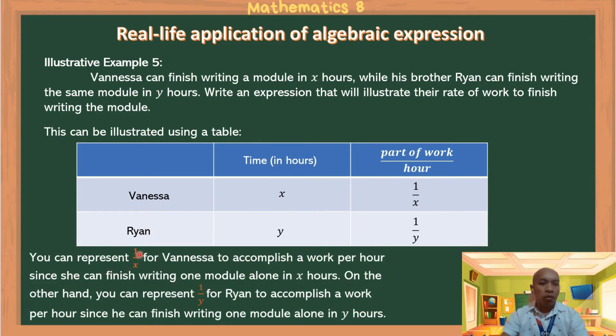So you can represent 1 over X for Vanessa to accomplish a work per hour, since she can finish writing the module alone in X hours. On the other hand, you can represent 1 over Y for Ryan to accomplish a work per hour, since he can finish writing one module alone in Y hours.